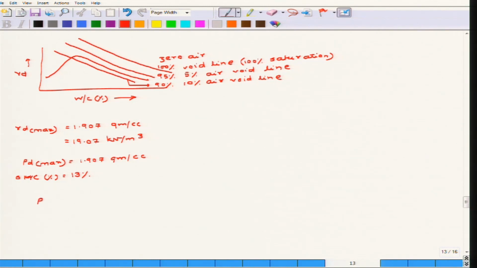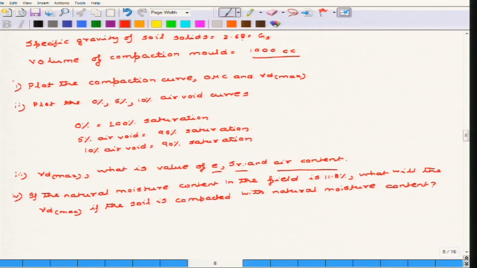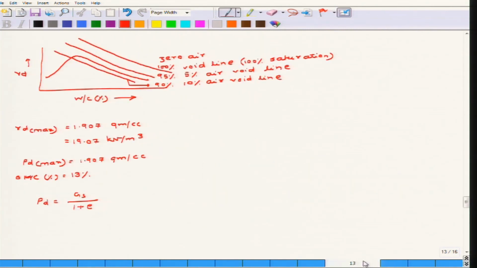Now, we know that rho d is actually equivalent to Gs by 1 plus e. Gs is already given to you as 2.68. So, this is equivalent to 2.68 by 1 plus e into 1.907. So, from here you can find out the value of e as 0.406.